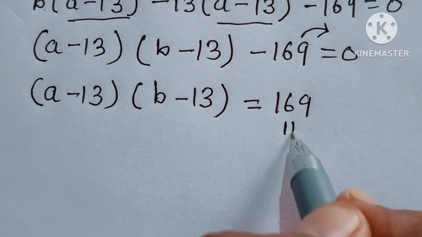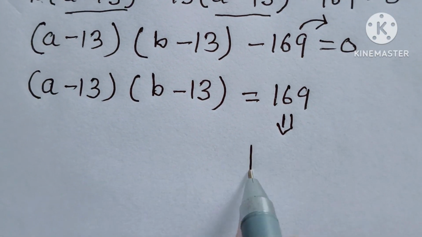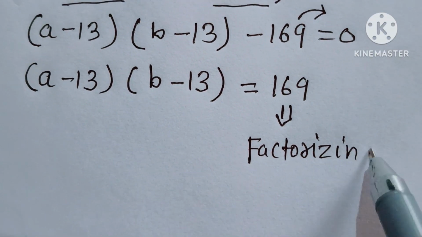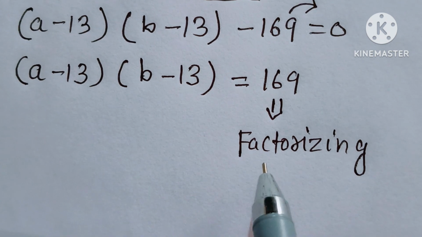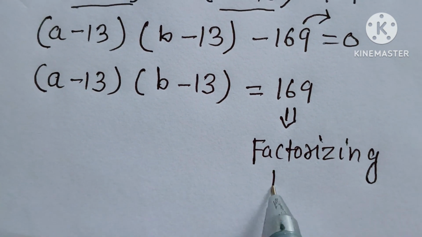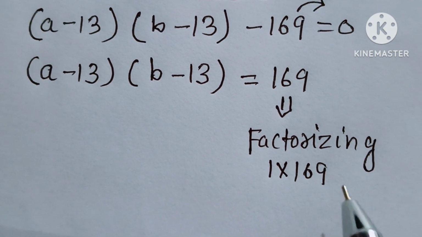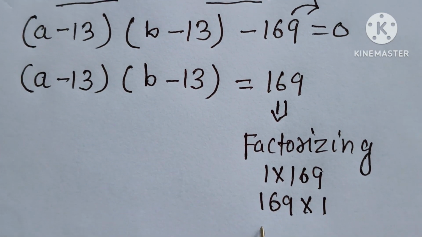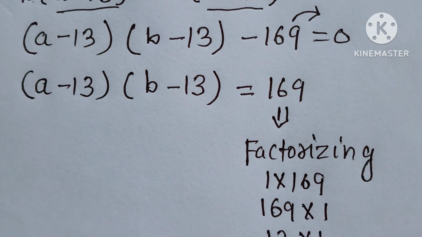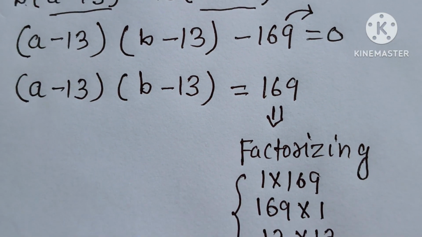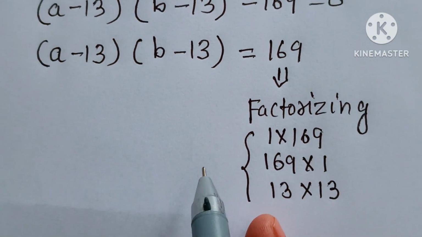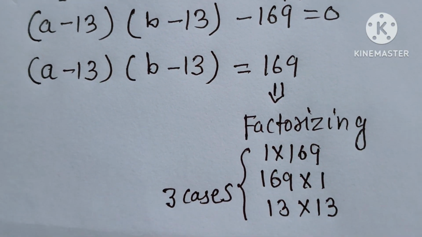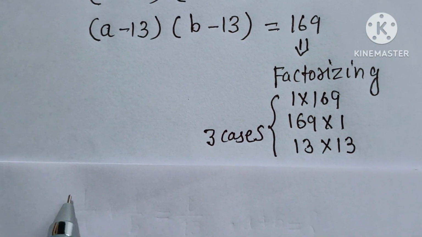Now here factorizing. How we can factorize 169. We can factorize this 1 multiply 169, 169 multiply 1, 13 multiply 13. Here 3 cases will be there. Case 1.